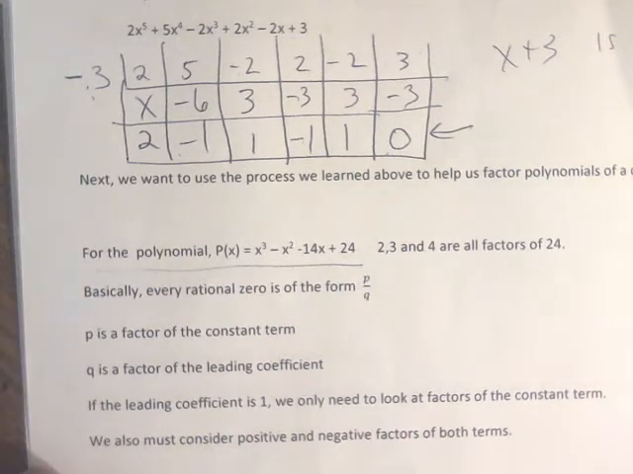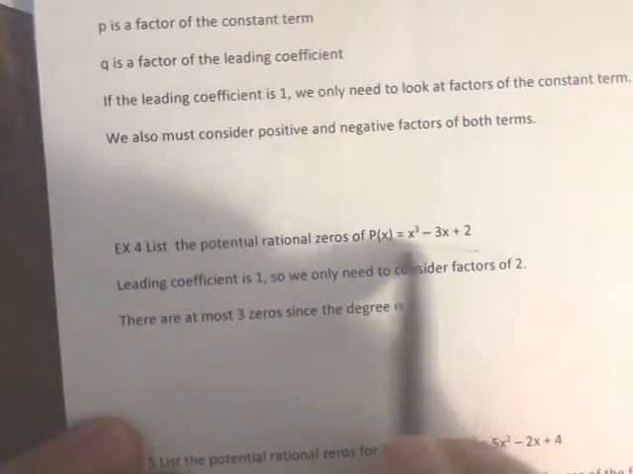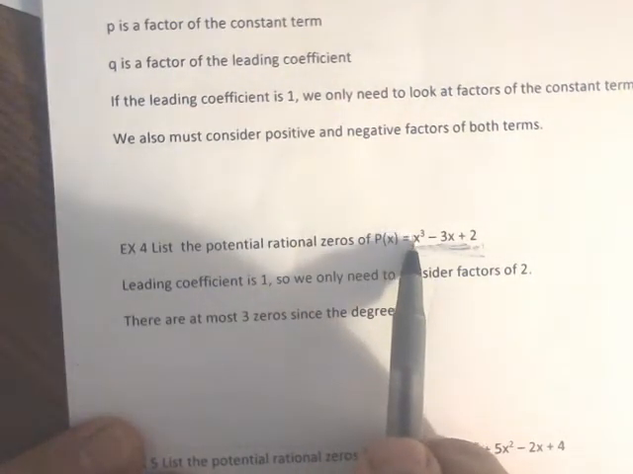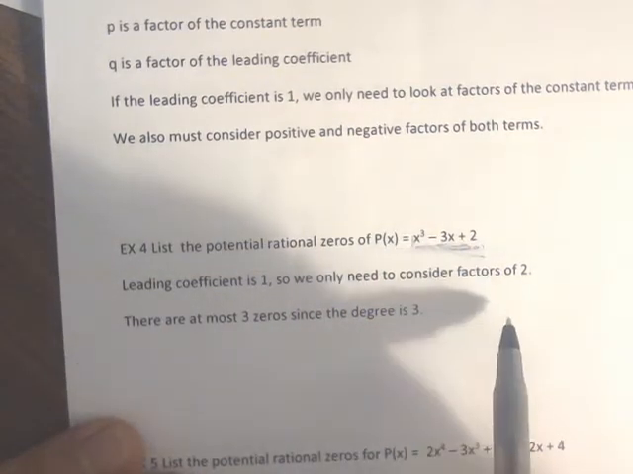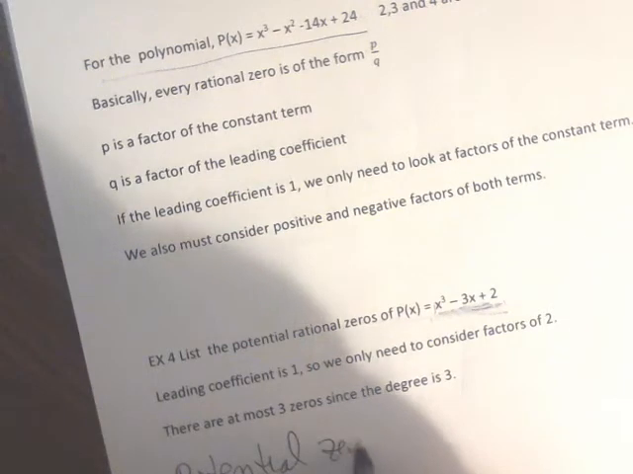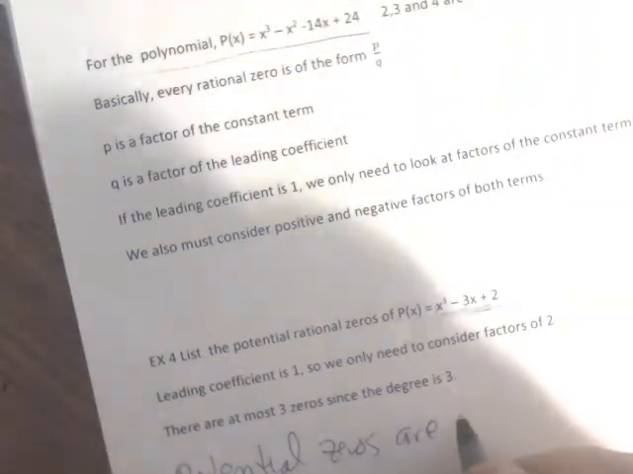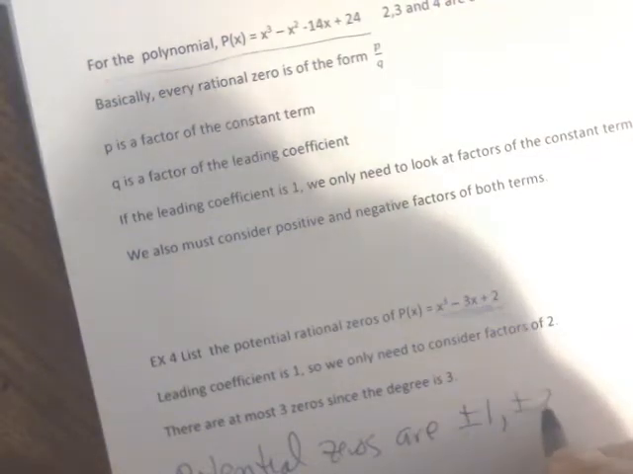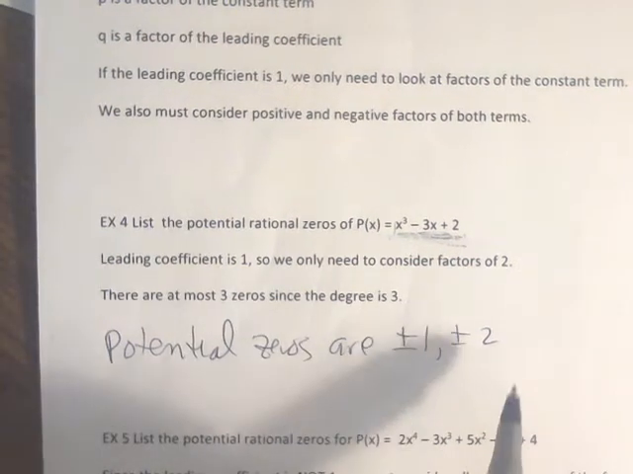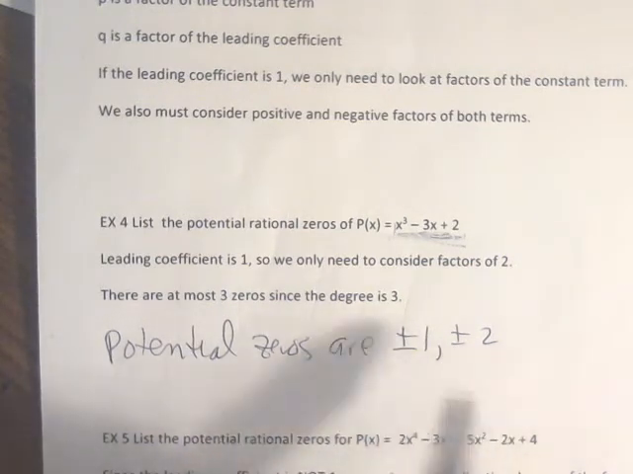So let's look at listing potential zeros. We're not going to factor, we're not going to try anything, just listing what are possible zeros. So if I was going to attempt to factor this, my leading coefficient is 1. I only need to consider factors of 2. So my potential zeros are plus or minus 1, plus or minus 2. So if we were doing synthetic division, we would try 1, see if we get a remainder of 0. If we don't, negative 1, and so on and so forth.